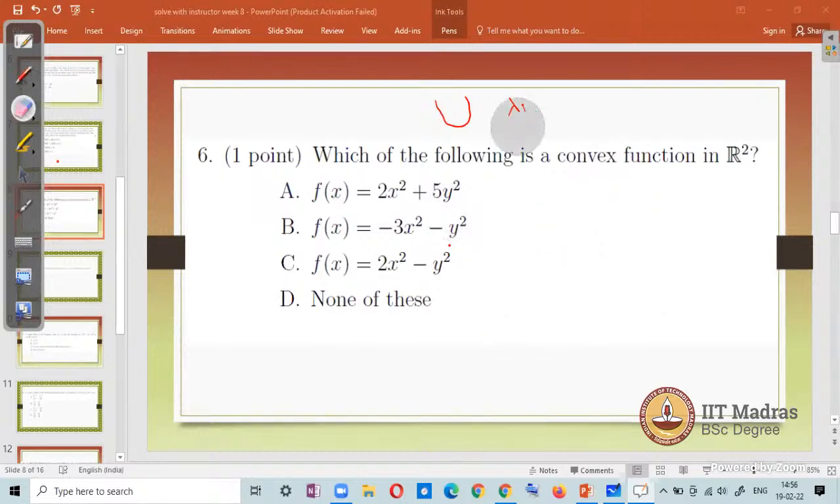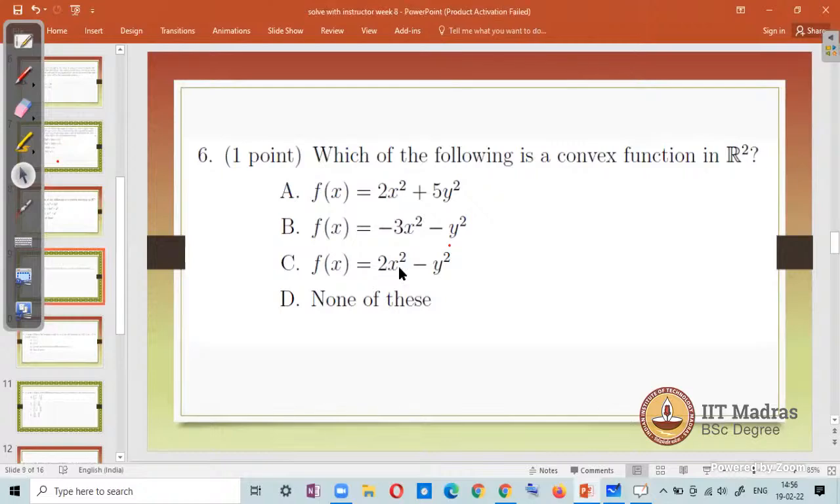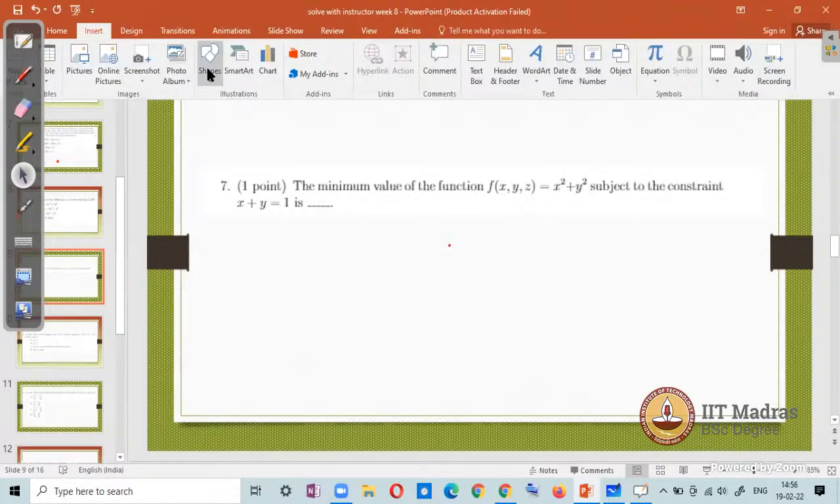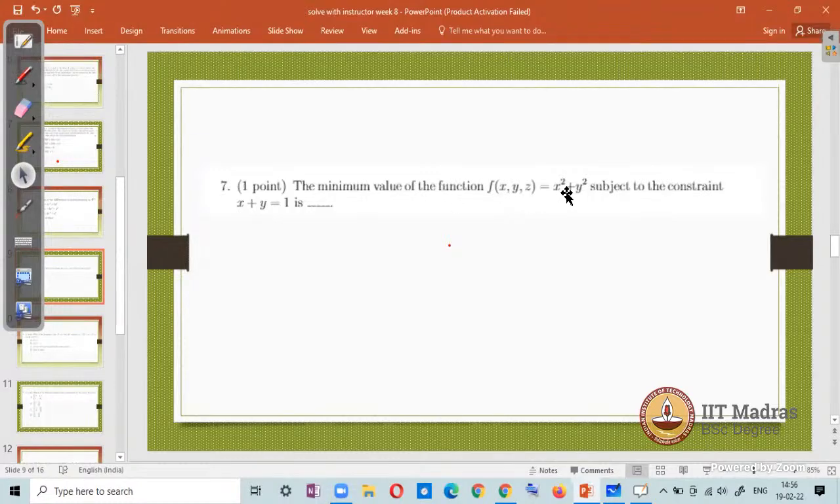So let's move to the next question. This question is done, so just try this question. The minimum value of the function, actually z is not there, but it's written here. So f of x, y, z equals x square plus y square, subject to the constraint x plus y equals 1.